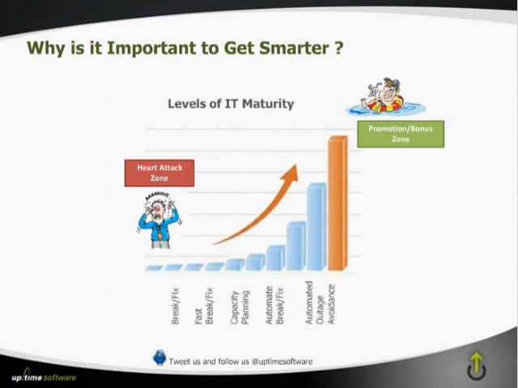So if we look at our other little character in the upper right-hand corner, this guy is living in the promotion bonus zone because he's deployed outage avoidance and taken advantage of a lot of the new technologies that have come out in the last few years, so he's reacting far less than anyone else. In fact, he's so smart, he's probably monitoring while he's sitting there in his pool, and if his BlackBerry goes off, he may take a look at it. So wouldn't we all like to live in that zone?